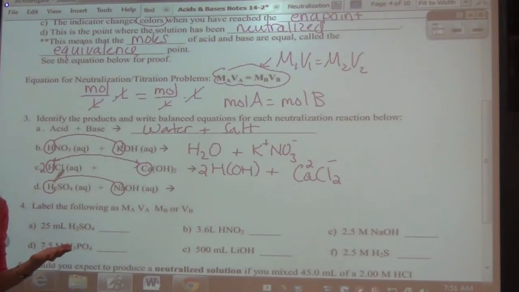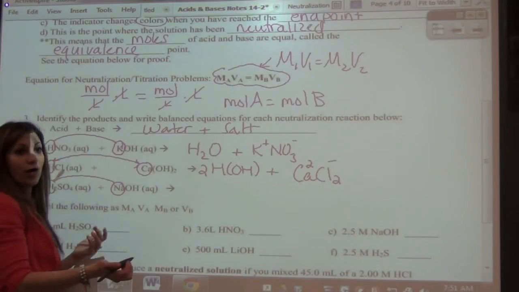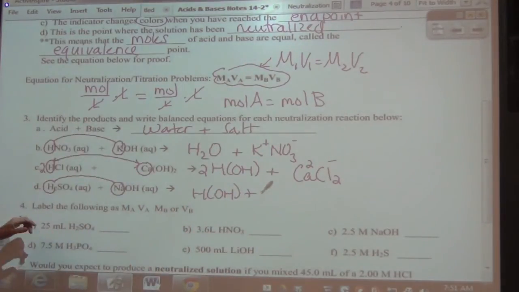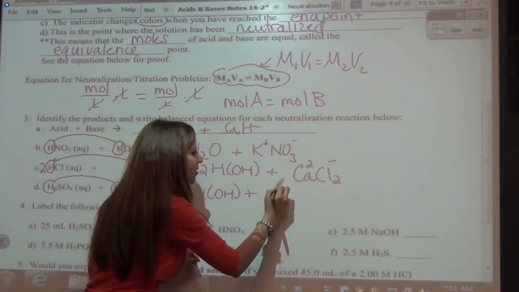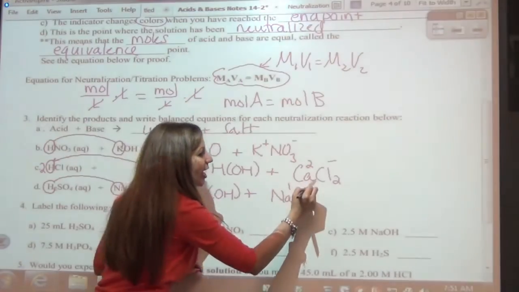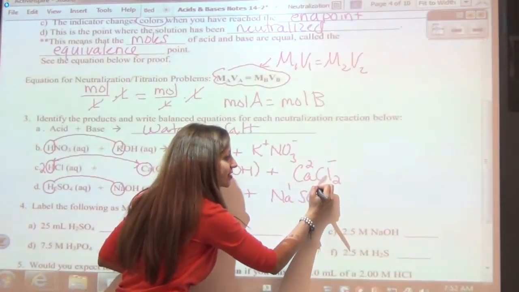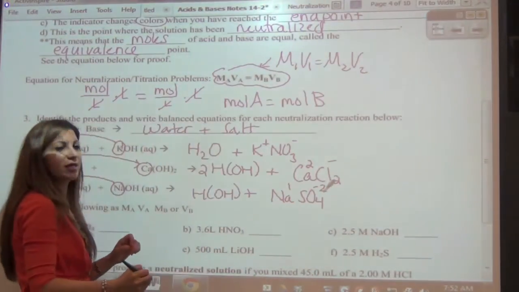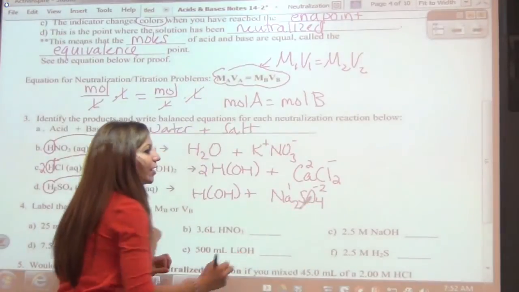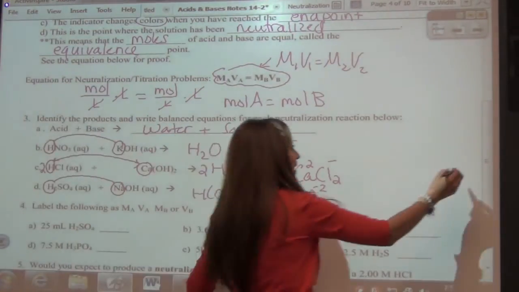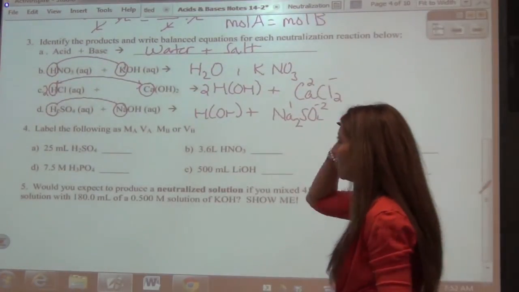And again, we will always get water, which is HOH, plus, what's the other product going to be? What's our salt in this case? Sodium sulfate. Awesome. Sodium has a +1 charge, and sulfate has a -2. Good, just like sulfur does. So this is actually Na2SO4. Perfect.